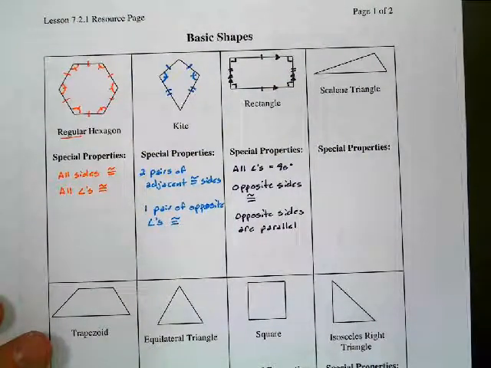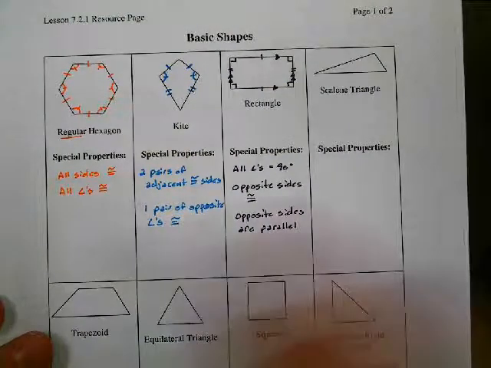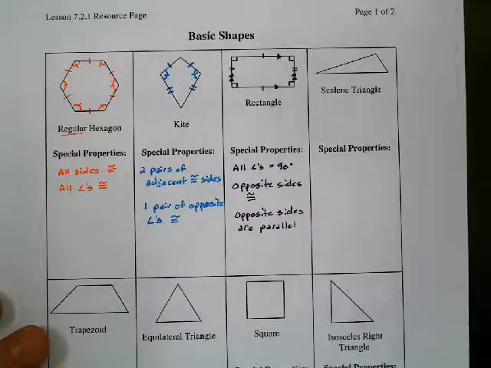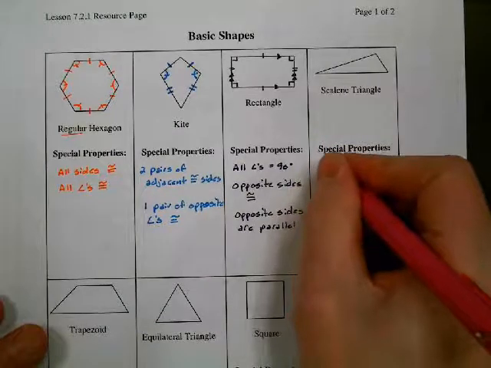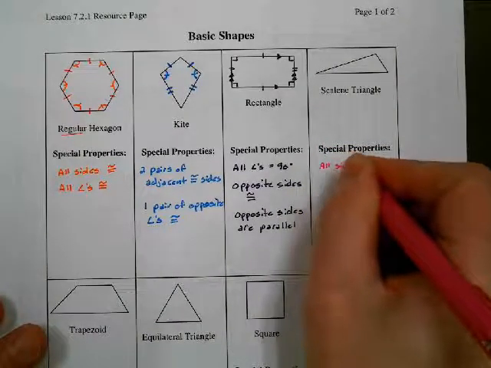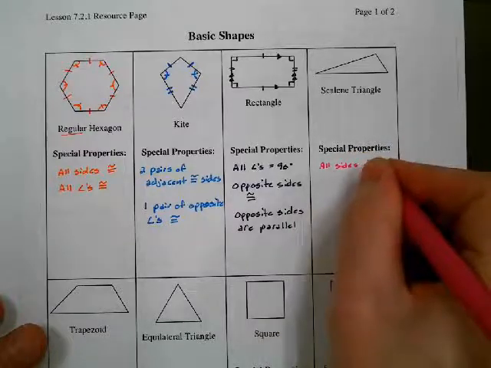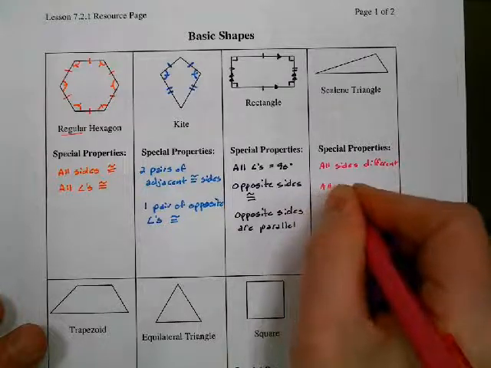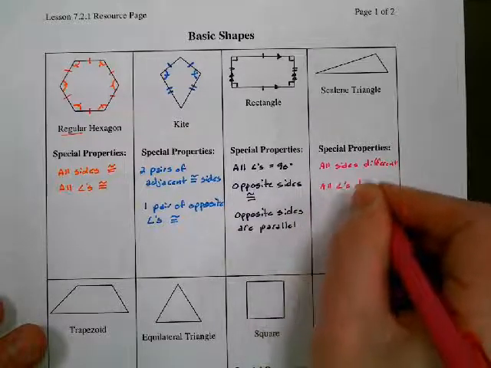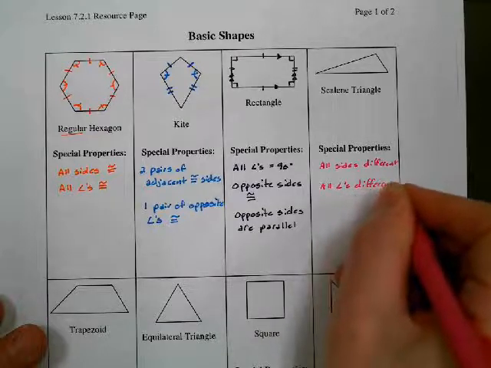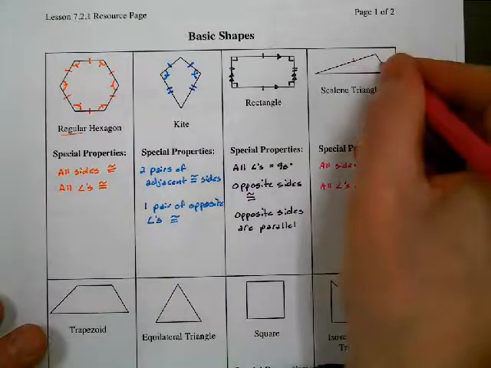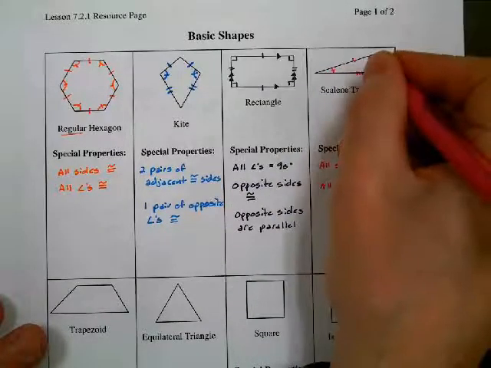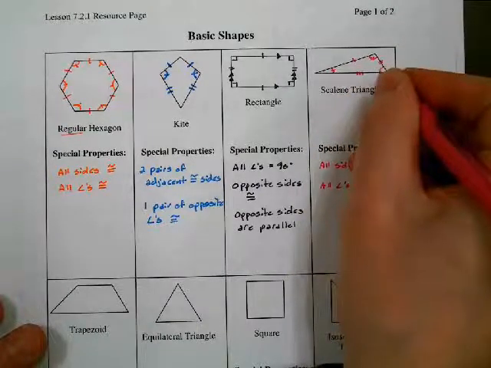Scalene triangle. All sides are different. And all angles are different. So that means this side is different from this side, which is different from this side. And this angle here is different from this angle here, and that's different from this angle here. Nothing is the same in a scalene triangle.